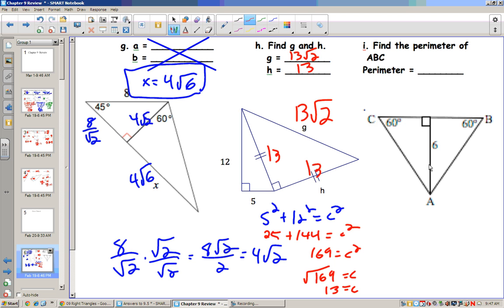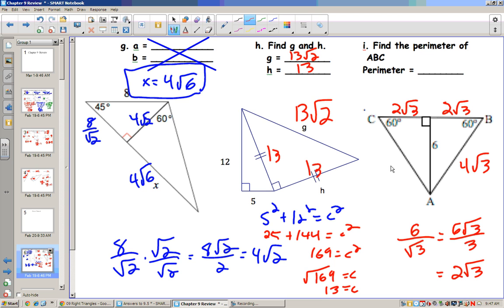Now in this equilateral triangle, we want to find the perimeter. We know the height is 6. So to get this short side, I have to divide by the square root of 3. 6 over root 3 can rationalize to 6 root 3 over 3, which would break down to 6 over 3 is 2. So that's 2 root 3 over here. If that's 2 root 3, this side is 2 root 3. So the whole side is 4 root 3. So that's 4 root 3 and 4 root 3. So if I add these all together, I should get 12 times the square root of 3.